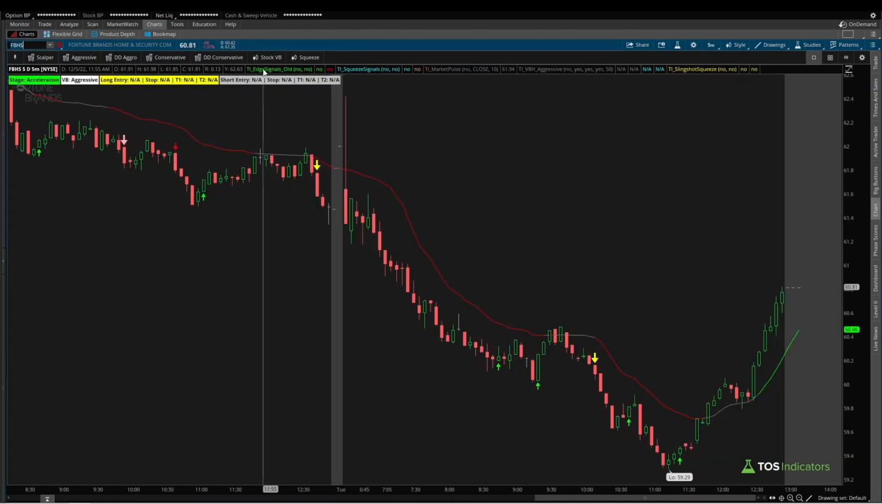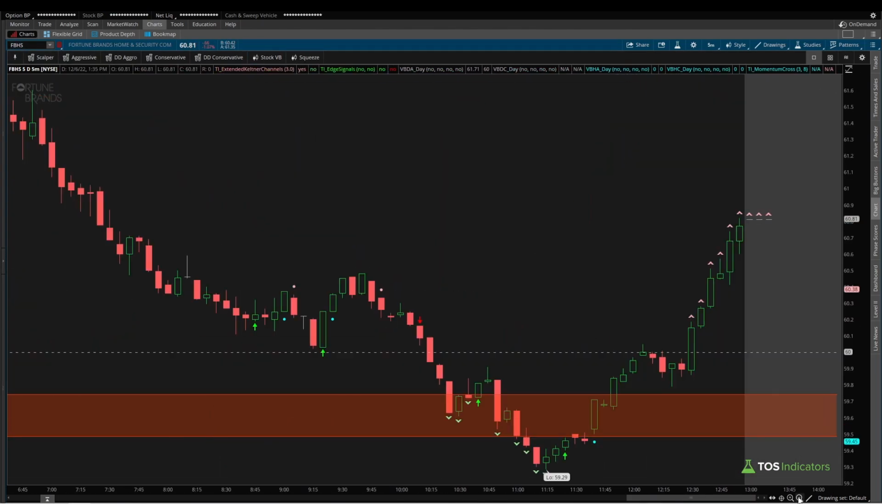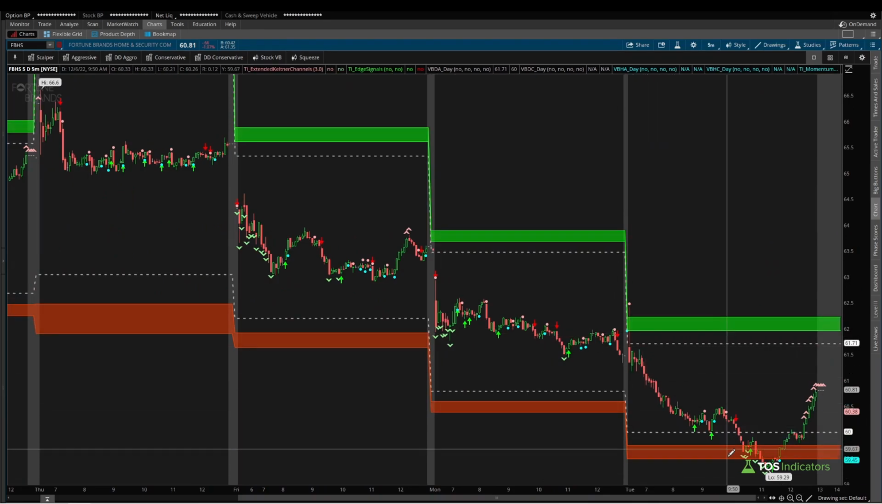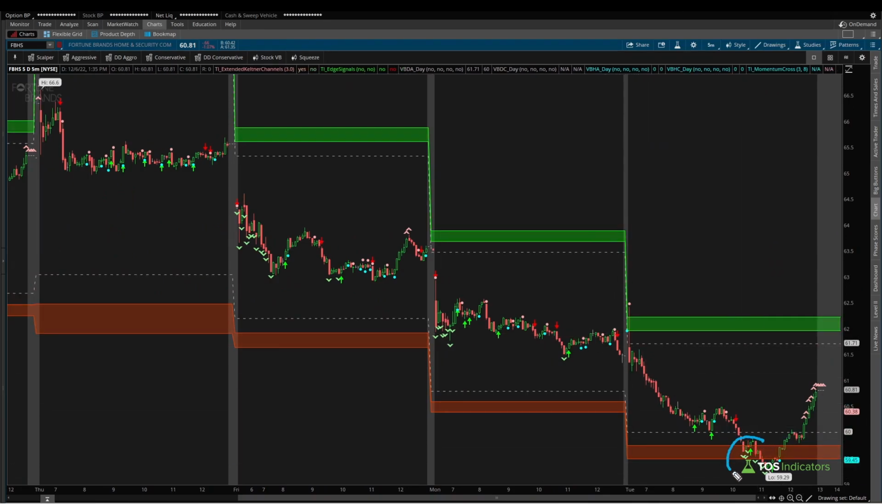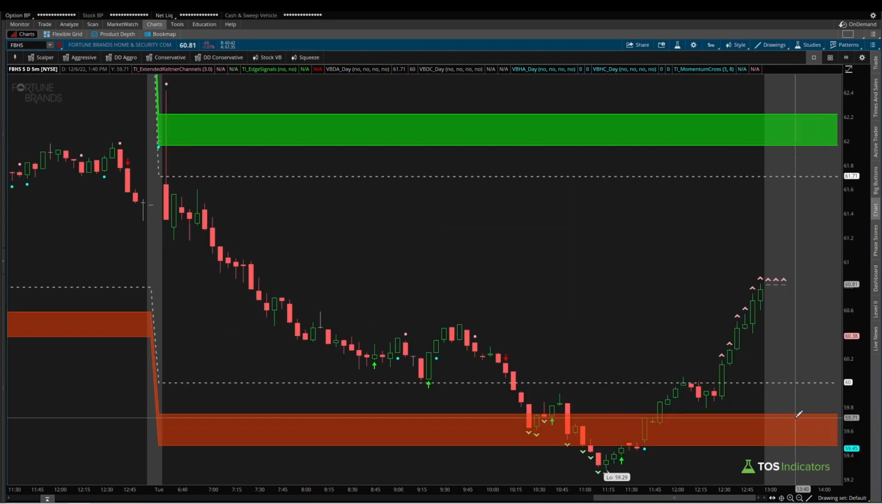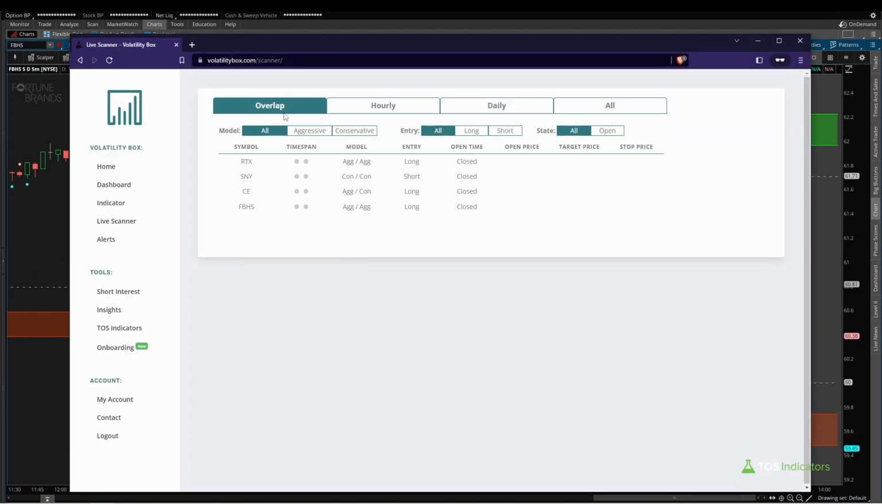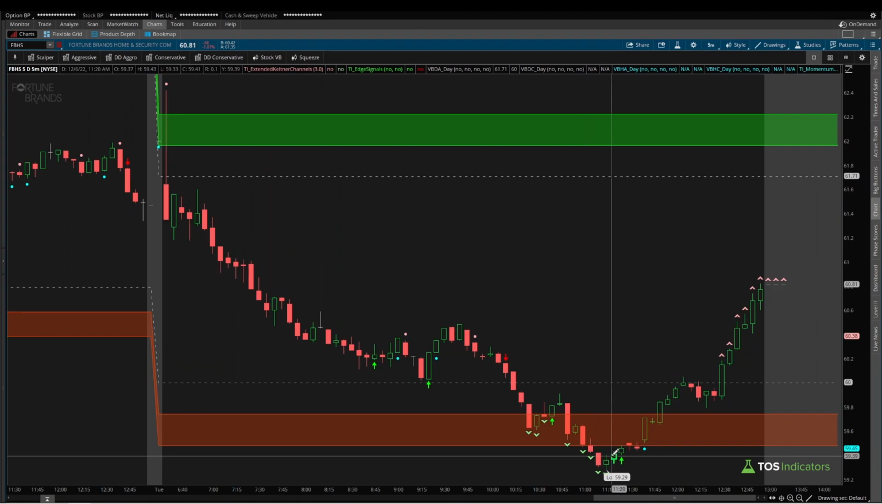So I'll load in that chart. Let's load in our stock volatility box models. And we can see that FBHS breaches our lower volatility box clouds right here. In fact, we go even outside of it. Now, the reason this particular ticker was interesting is it had breached our hourly and daily models. We know that from it being on the overlap tab right here. It's a long opportunity. We also had the beginnings of our momentum signal setup here.